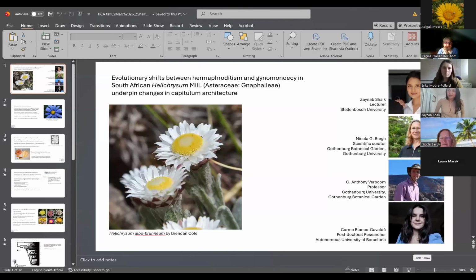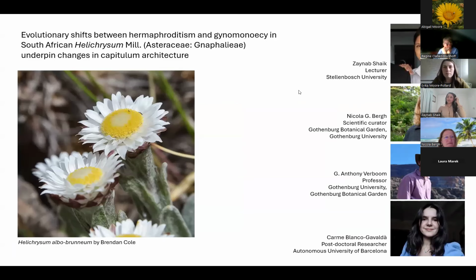Today I'm talking about a centuries-old question in Asteraceae around gynomonoecy and its repeated evolution, its frequency in Asteraceae. We're looking into a comparatively new theory around selective advantages conferred by gynomonoecy, specifically centering on changes in capitulum architecture. To look into this theory, we're using the South African species of Helichrysum.